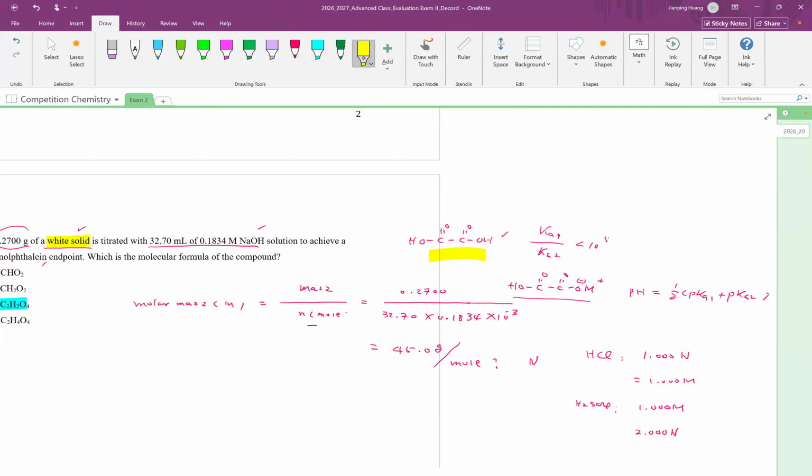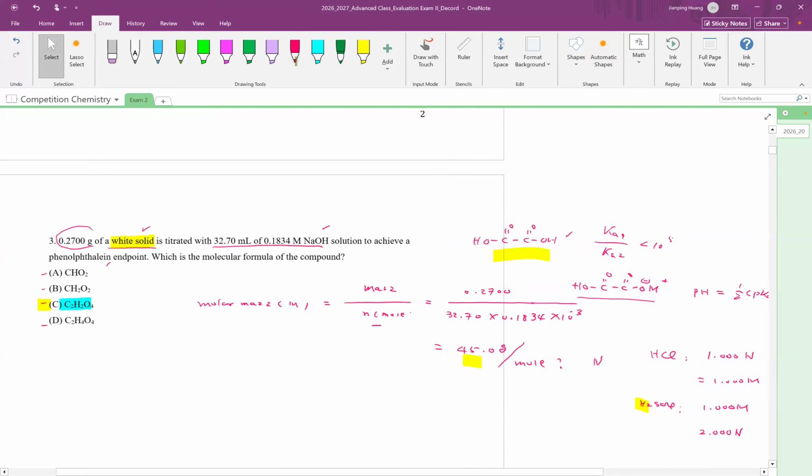In this case, you consider protons. How many protons? But we do not have to use that one. You need to pay attention. So the molar mass is not just 45. It's not just 45, okay?